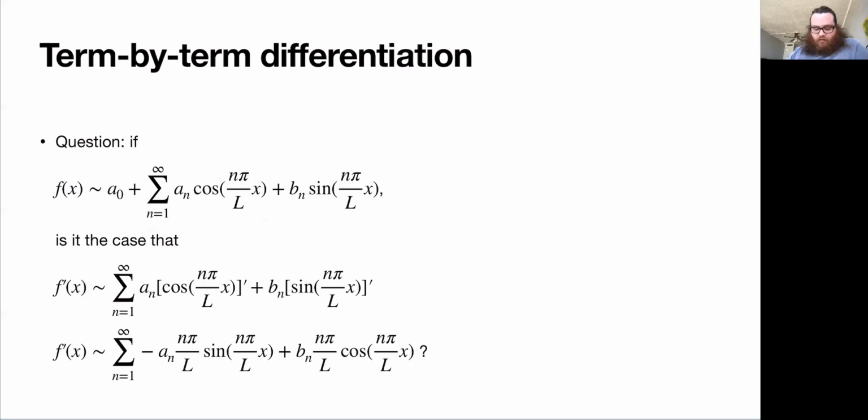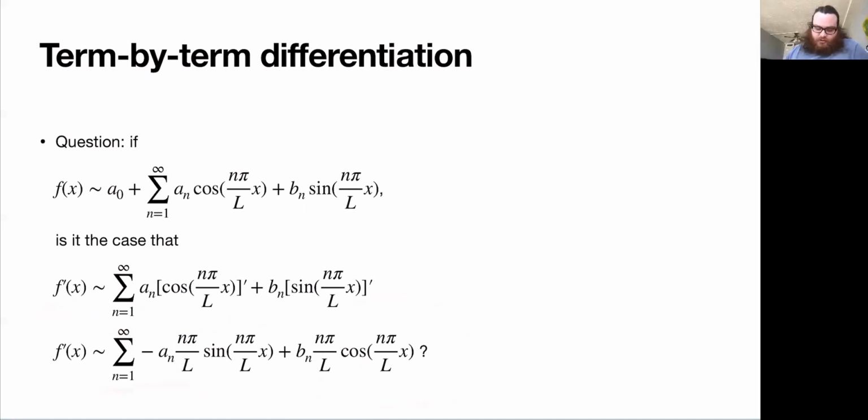Well, distribute the derivative across all those terms. The only pieces that depend on x are the sine and cosine, so the derivative would affect those. The derivative of this, we'd get a minus n pi over L sine. The derivative of this, we'd get an n pi over L cosine. Okay, and so then the question is, is this valid? Is this formula true? The answer that we'll see shortly is, well, sometimes. And we'll talk a little more about what that entails.